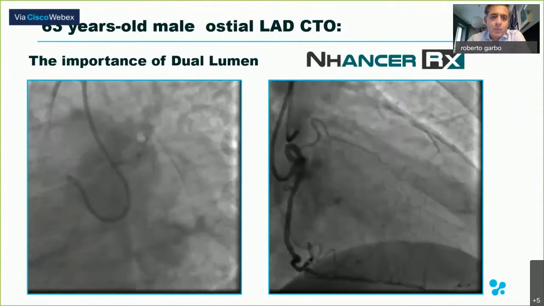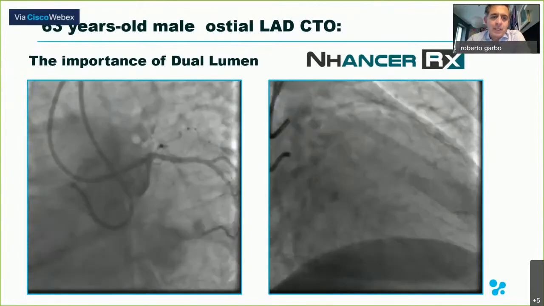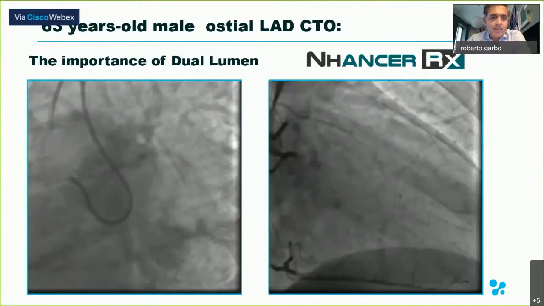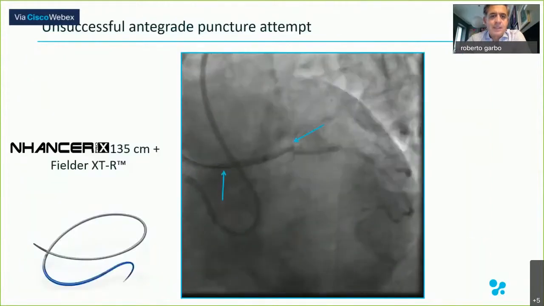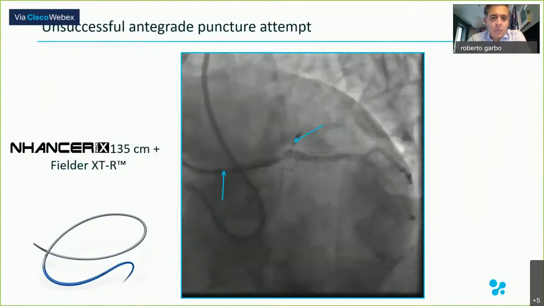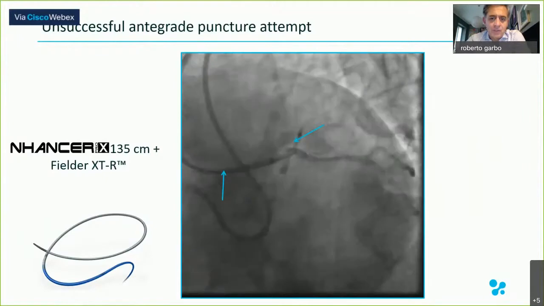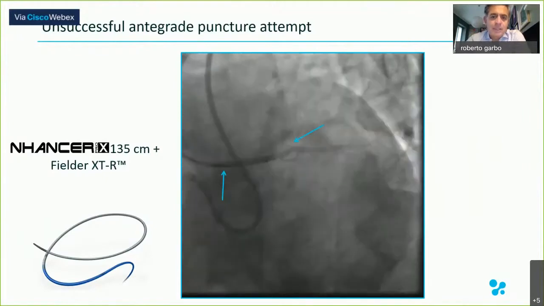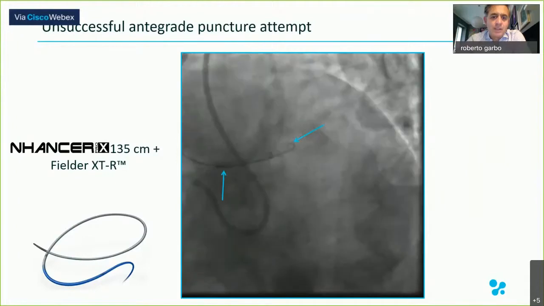I went with an antegrade approach. I tried not to use a dual lumen, in order to treat it in a normal fashion, with a single microcatheter and the Filter XTR. You can see here the prolapse of this wire.